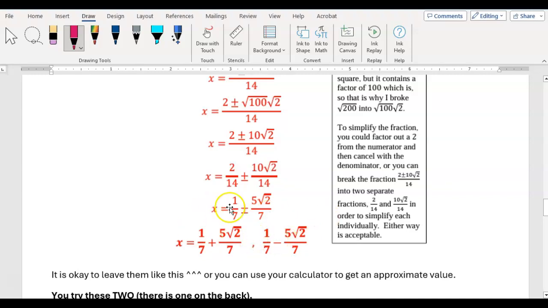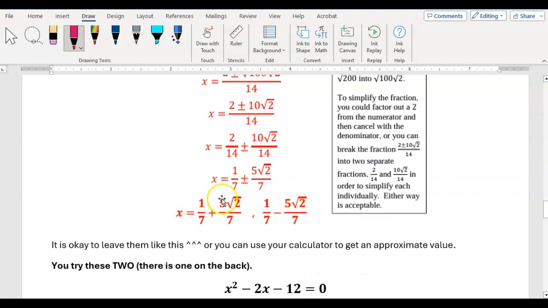And so in situations like this, it's okay to leave it like this. In some cases, the test might ask you to leave it like this, or they might ask you to round to the nearest hundredth in decimal. And if you were to do that, then you would put the square root in your calculator and calculate that. This is the situation where they likely would not expect you to be able to find the square root of 2 without a calculator.